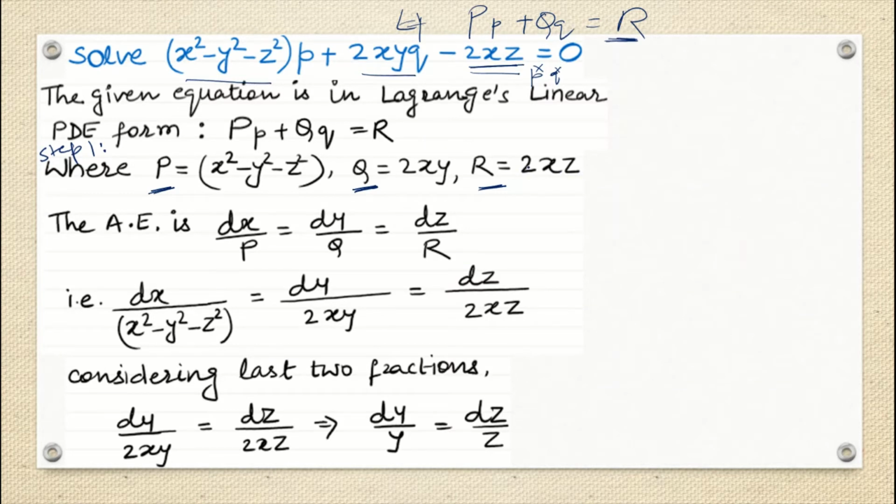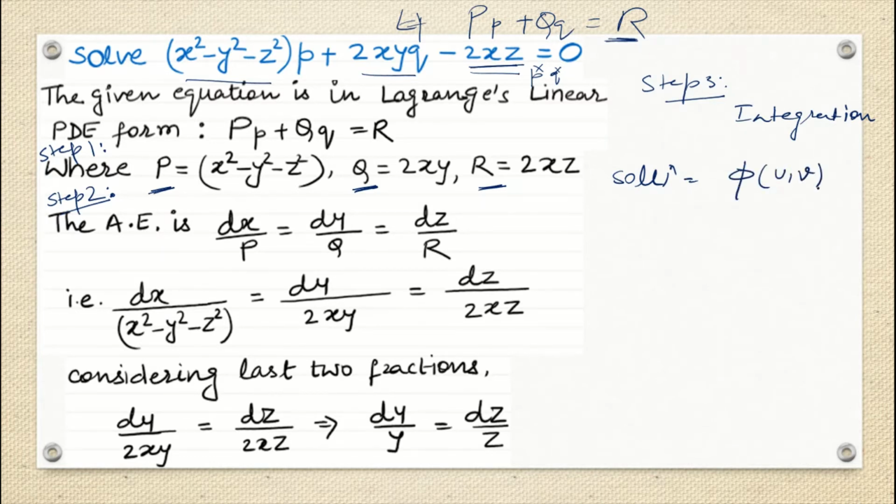Fine. Now, what is my step number 2? Here step number 2 is where we start working on different methods, because we know that step number 3 is nothing but my integration step. We will integrate in step number 3, and finally we will get the solution. The solution will be in the form of phi(u, v) equals 0. And these u and v we are going to get in step number 2.